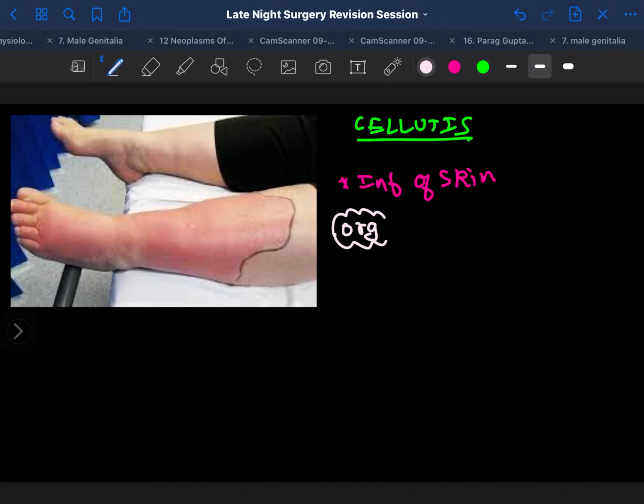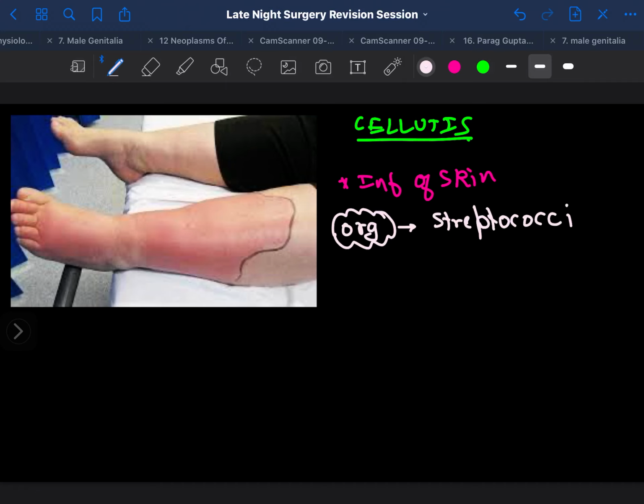Now, if I just ask you what is the most common organism associated with this, the most common organism associated with cellulitis is streptococci. Beta hemolytic streptococci, this is the most common organism associated with cellulitis. So what is the feature of cellulitis, guys?